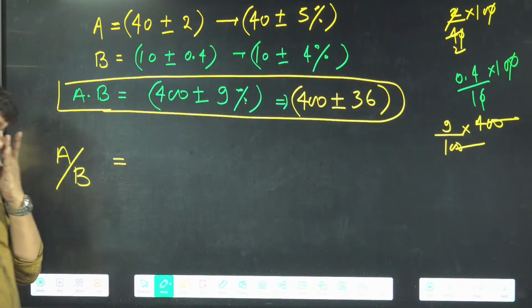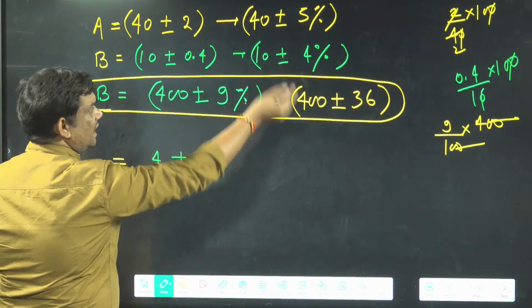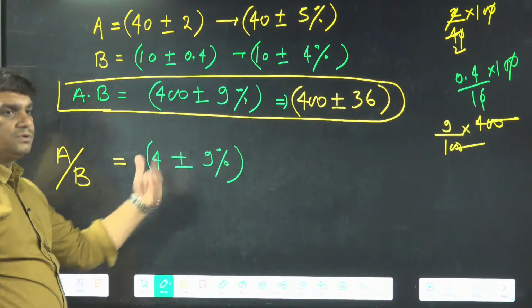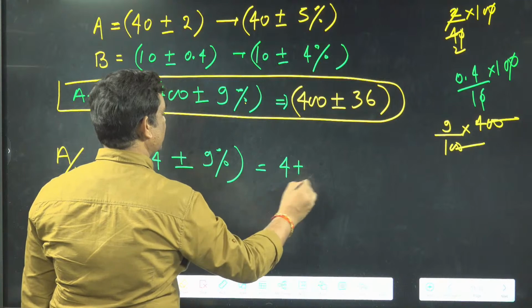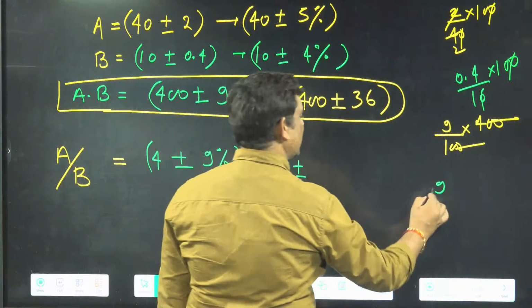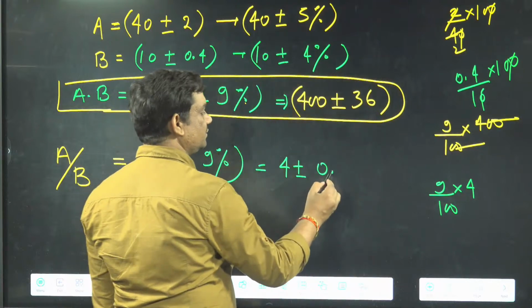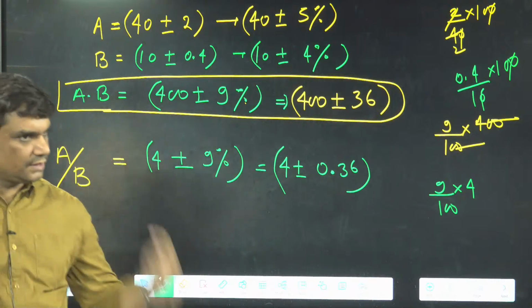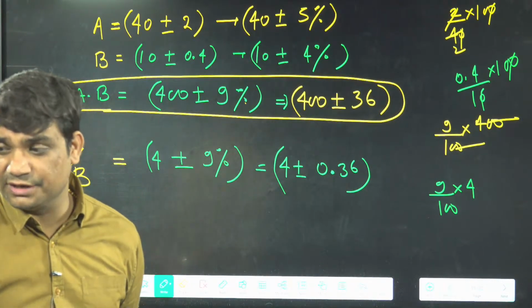If I ask A dot B, you say, sir, we don't have to do anything, the question is already solved. Errors are added all the time. But in plus and minus, we add the absolute error. If you want in terms of absolute, then 4 plus minus 9% of 4. So 9 by 100 into 4. Now this becomes 0.36.